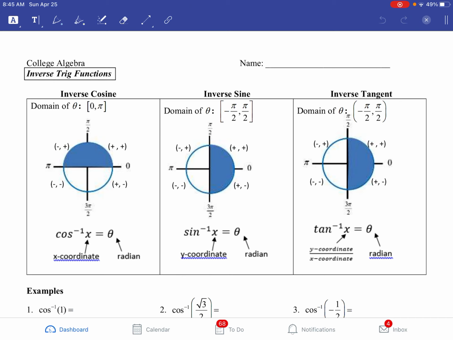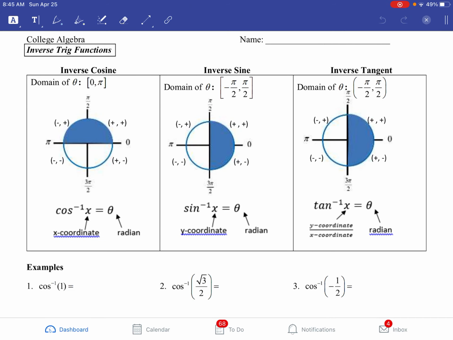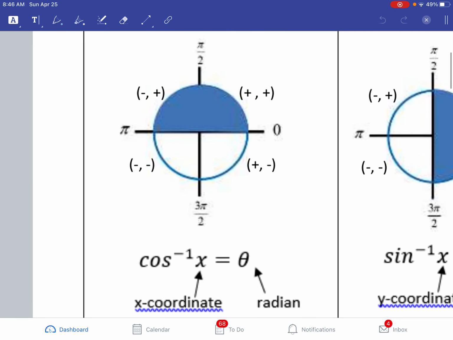There are three inverse trig functions we're going to look at for cosine, sine, and tangent. Now the important piece of this is each one of these inverses have restrictions on them. So let's go through them in order. First, we're going to look at inverse cosine.